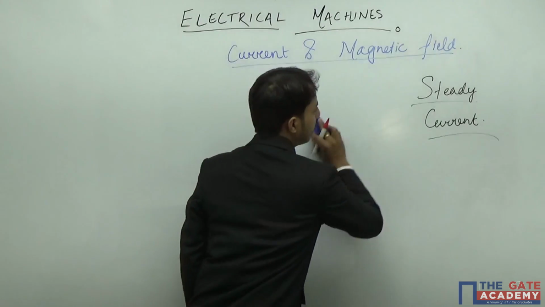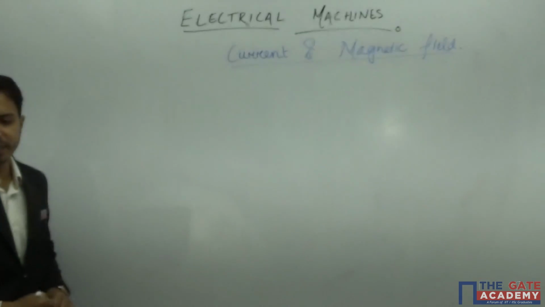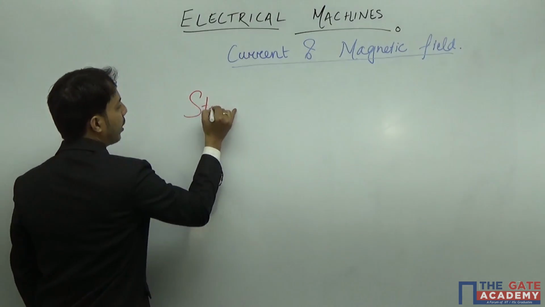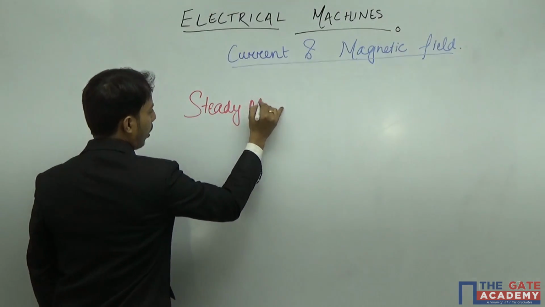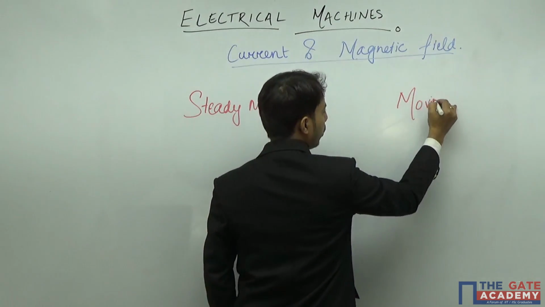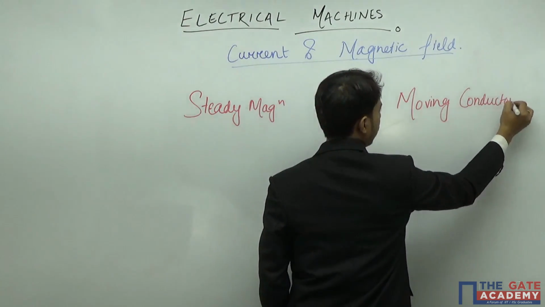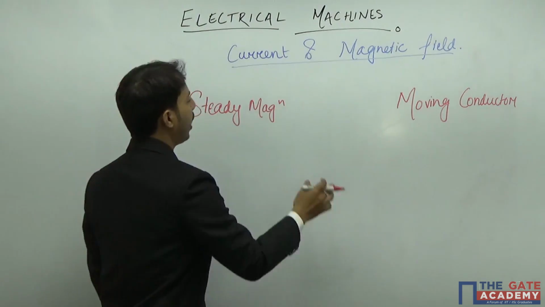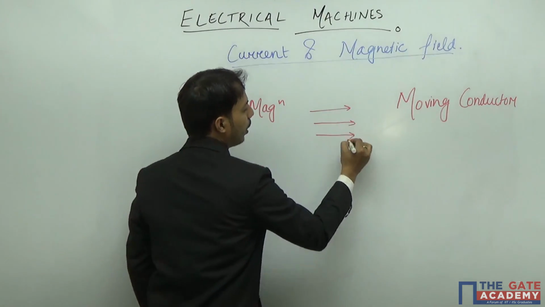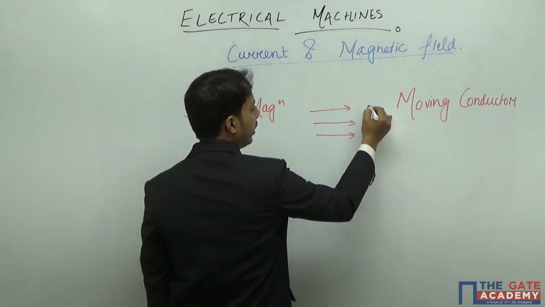So there are two states. First of all, I can write that a steady magnetic field shall produce current in a moving conductor. That means if I have a steady magnetic field and I have a moving conductor, it will be something like this. Say this is a field, and I have a conductor here.